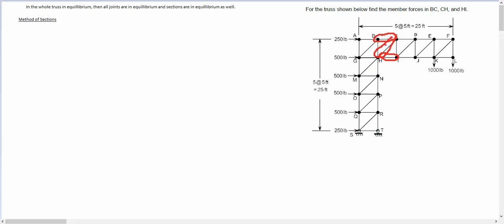So in order to solve for this, we can either cut to the right side, or to the left side. But looking at this, it looks like it will be easier to cut to the right side of the diagram. So cutting this to the right side, we will then have forces, which are the member forces.